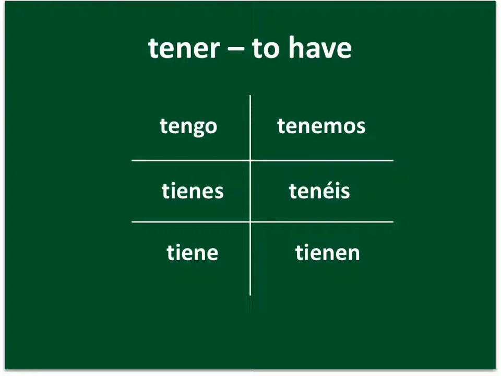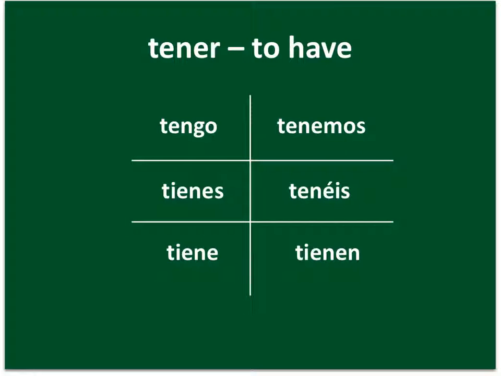Okay. And then our third irregular verb that we're covering is the verb tener. And tener means to have. So we have tengo, I have; tienes, you have; tiene, he or she has; tenemos, we have; tenéis, y'all have; and tienen, they have.